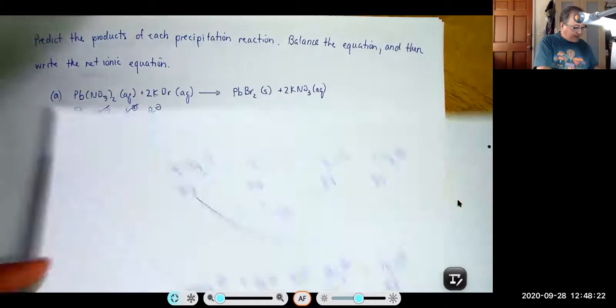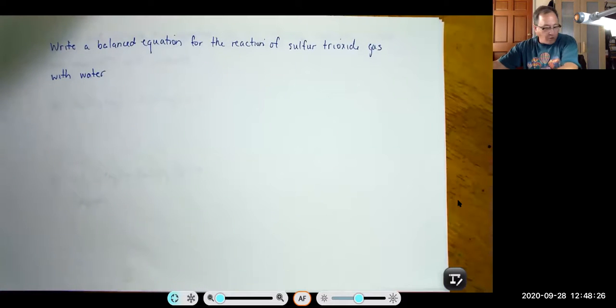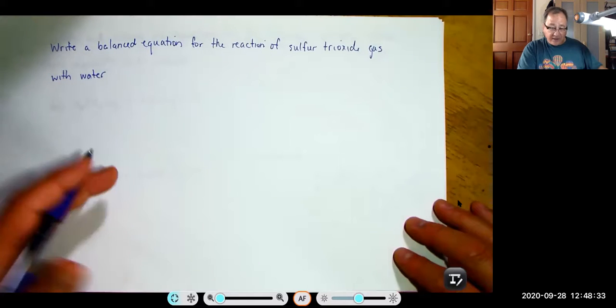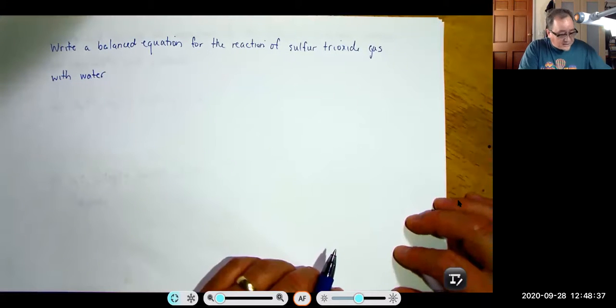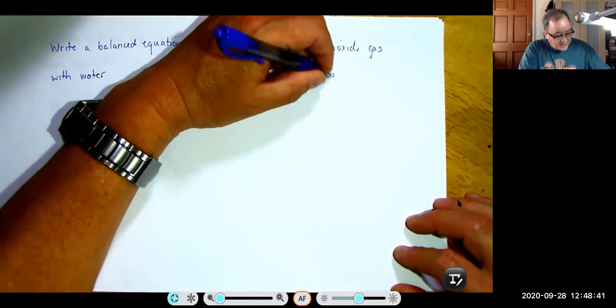Okay. So next, we have this question about writing a balanced reaction of sulfur trioxide gas with water. This has to do with oxides, metal oxides and non-metal oxides.